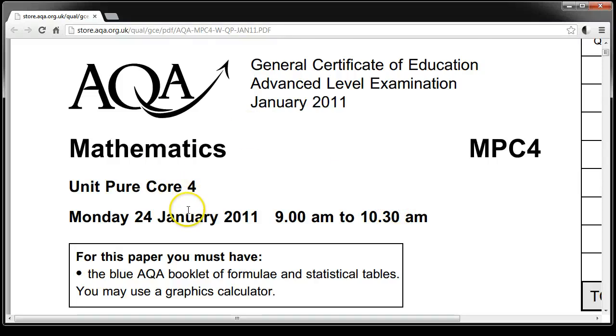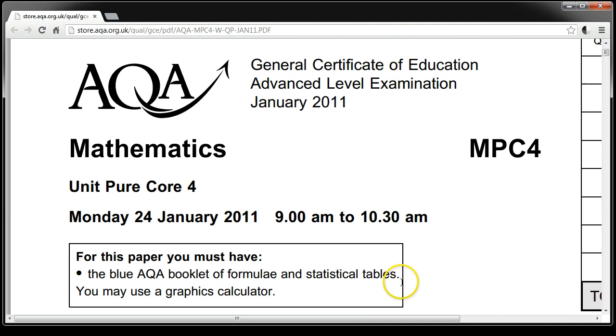Okay then guys, let's have a little look at this paper before we go through it question by question. This is a C4 January 2011 examination paper for the AQA examination board. Basically, it's a good idea and good practice to look through an exam paper before you go into an exam, at the beginning of the examination at the outset.